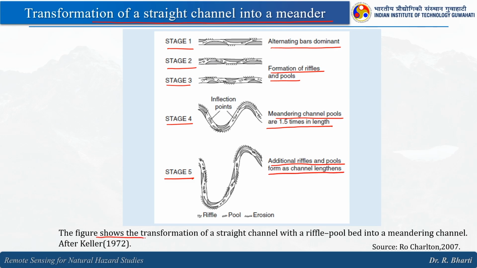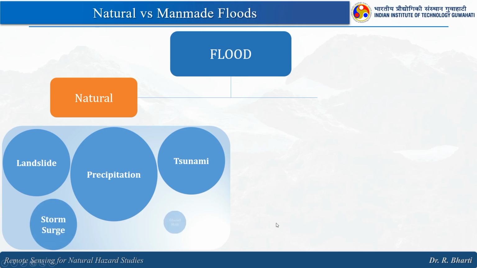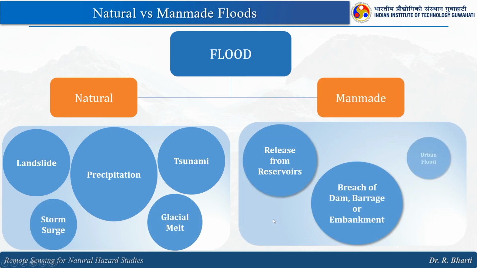Then stage 5, additional riffles and pools form as the channel lengthens, right. This figure shows the transformation of a straight channel with a riffle pool bed into a meandering channel, right. So, this particular figure nicely explains how a straight channel is becoming a meandering channel, right.